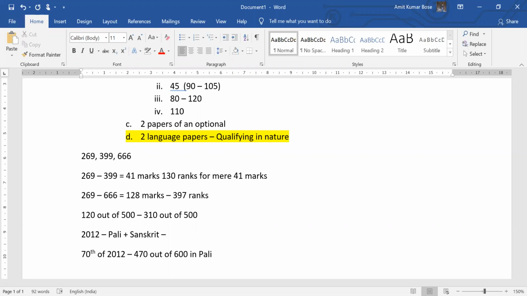His marks in GS, his marks in the other optional, during those times there used to be two optional papers, they were average or even below average. Just one optional helped this candidate to secure his qualification. That's how significant optionals are. You can easily understand if a person is securing 120 out of 500 and another person is securing 310 out of 500, the difference is of 190 marks actually.